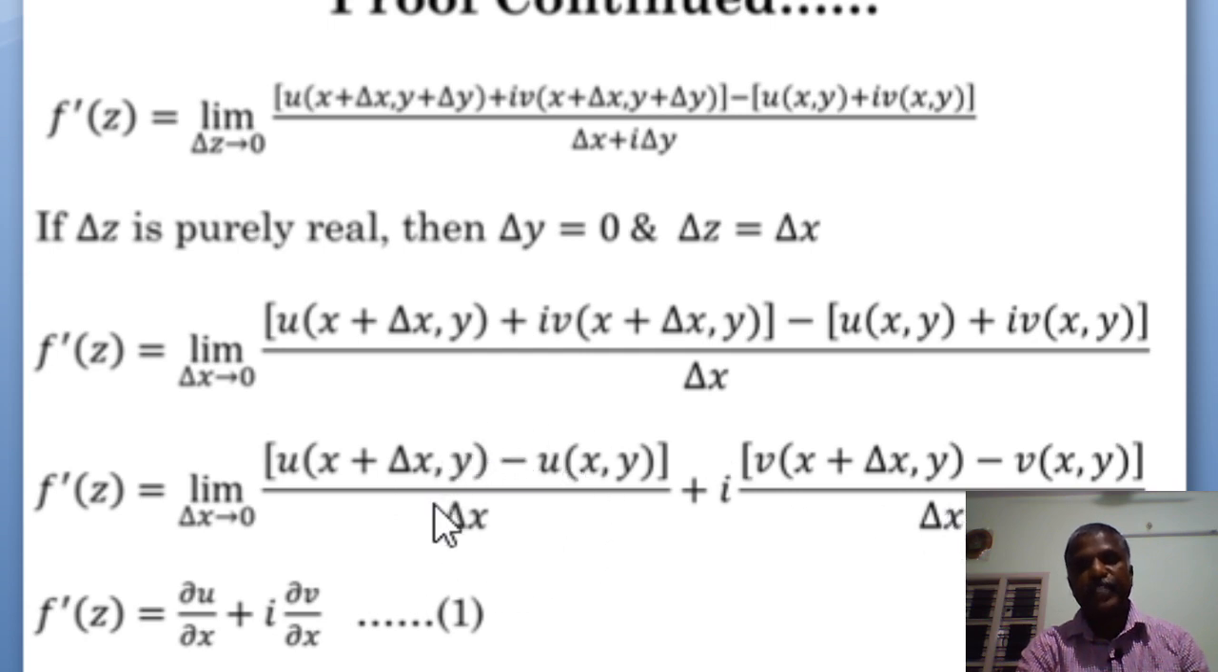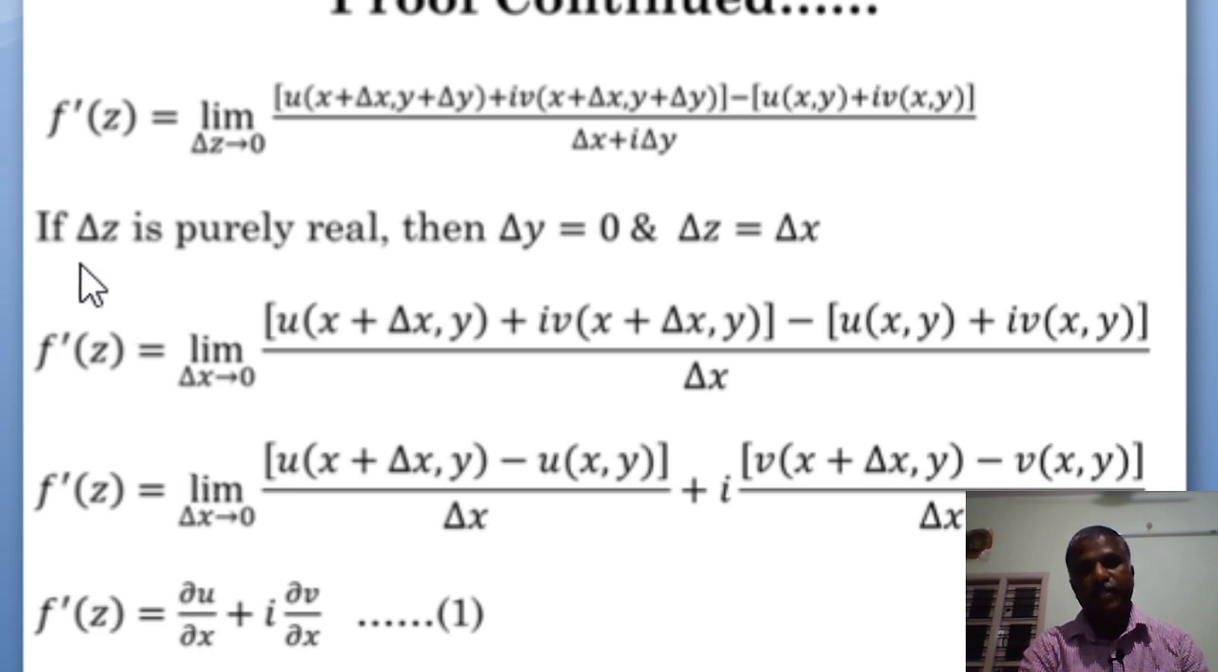So this limit is equal to ∂u/∂x. Here we change x keeping y constant, so it is a derivative with respect to x keeping y constant. So it is ∂u/∂x. And the second part is the derivative of v with respect to x keeping y constant. So here f'(z) is equal to ∂u/∂x plus i ∂v/∂x. Similarly, we find the derivative f'(z) in the second case.